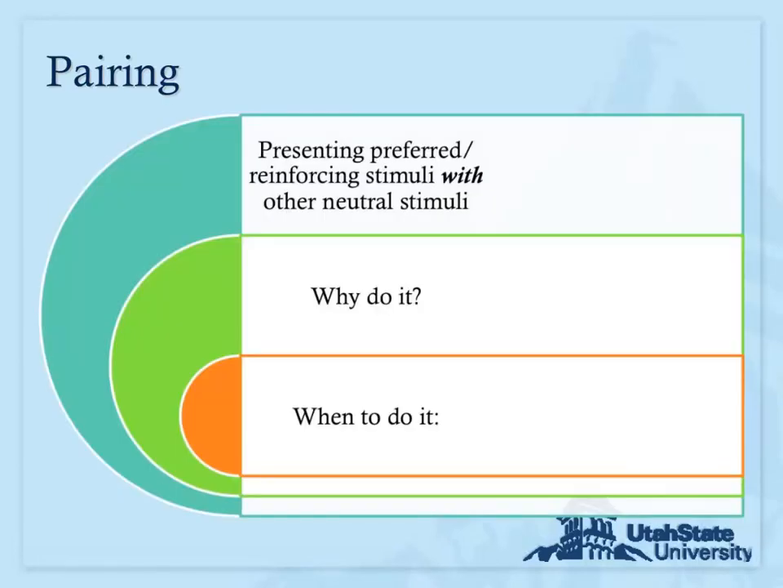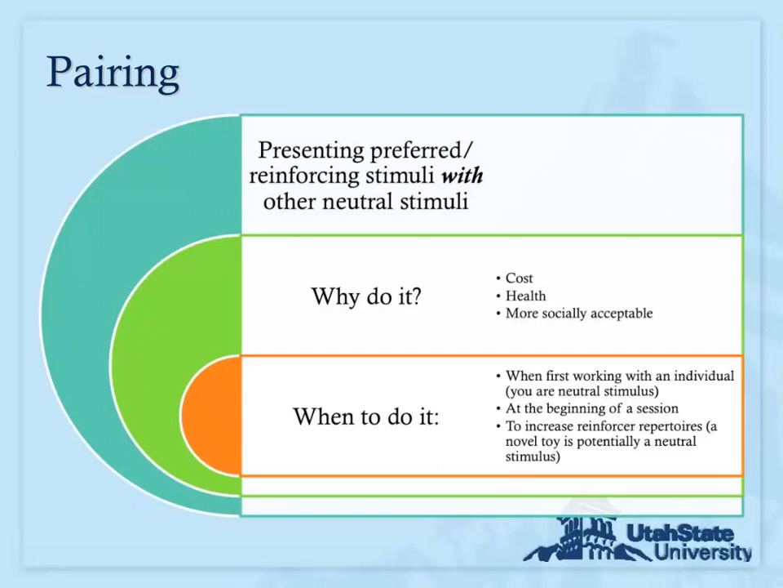Pairing is the process of presenting preferred or reinforcing stimuli with other neutral stimuli. By doing this over and over, the neutral stimuli will eventually become reinforcing. Essentially, this is done by giving both the known reinforcer as well as the neutral stimulus at the same time, or concurrently, or within a short temporal proximity of one another. Before going on, spend a moment to try to come up with some reasons why you think you would want to do this, and when it would be a good idea to do so.